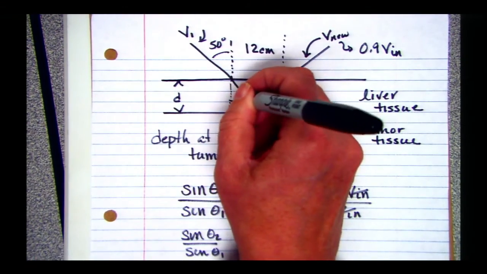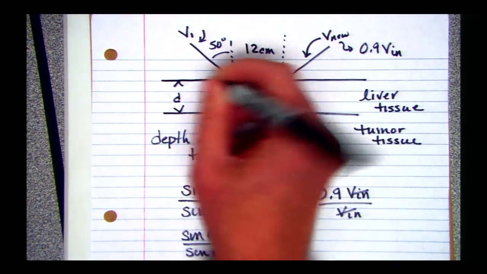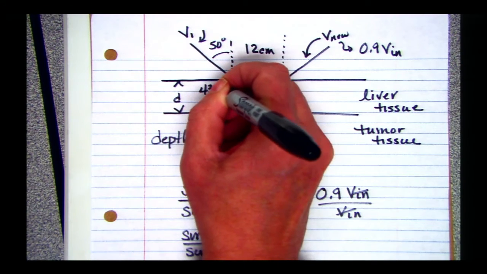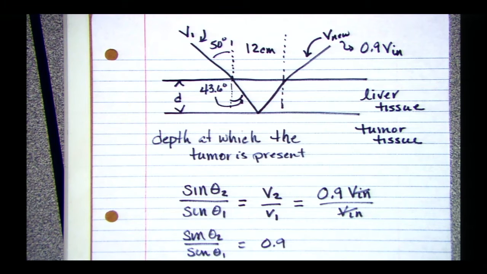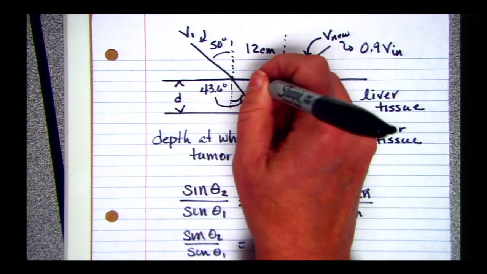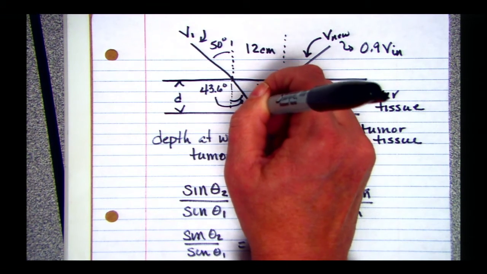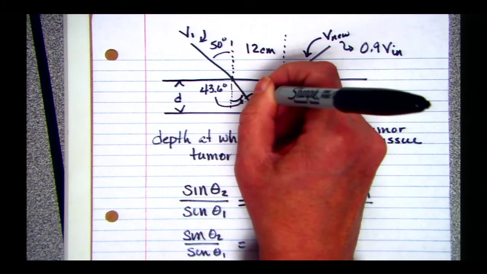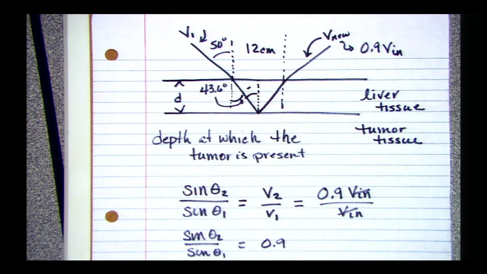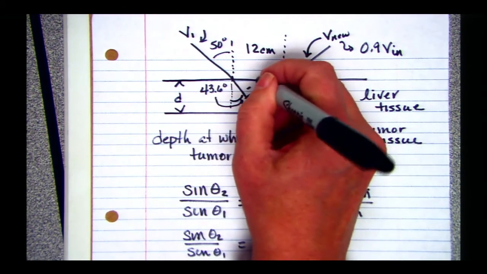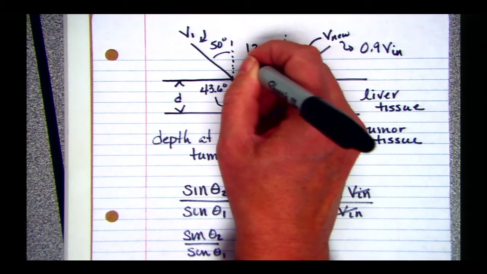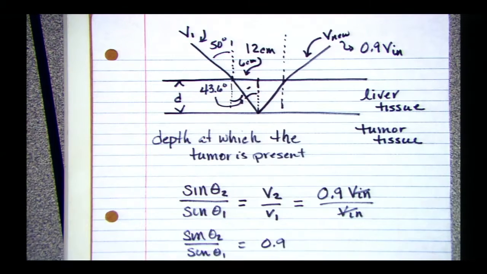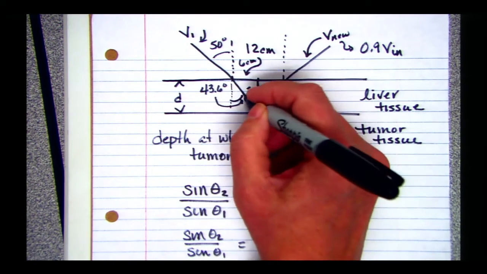Now, because of how this is set up, that angle is that angle. We can use the symmetry of this situation to tell us that that's 6 centimeters, because it's halfway, and this angle has to equal that angle. And so that gives me a right triangle.